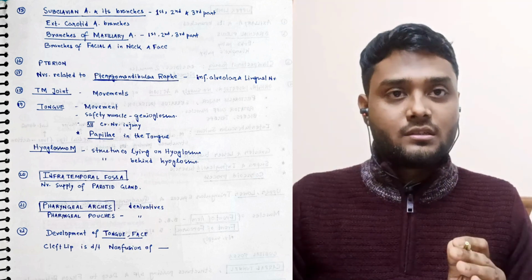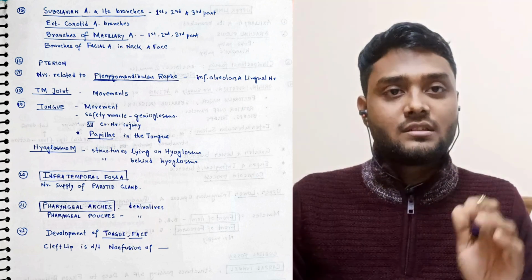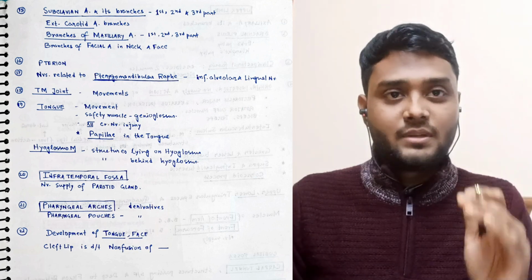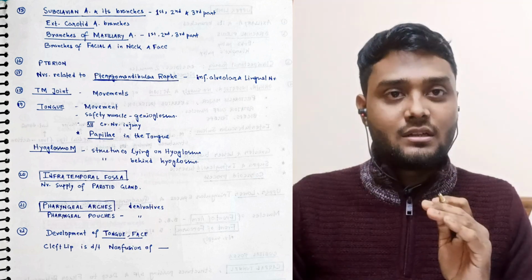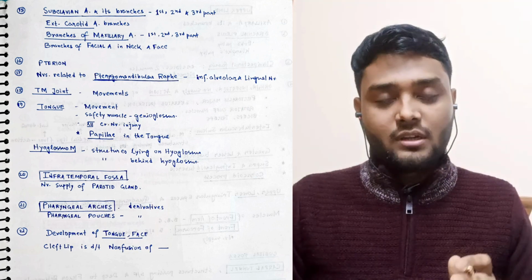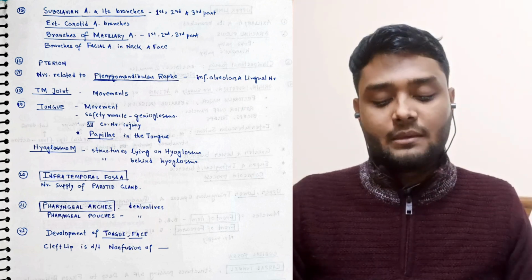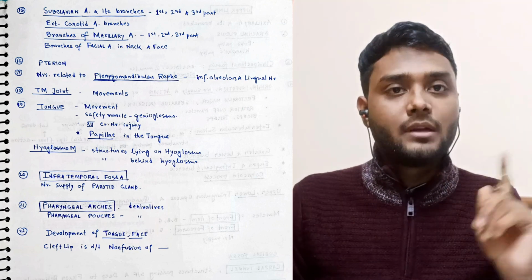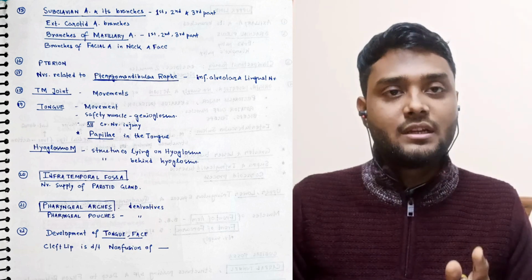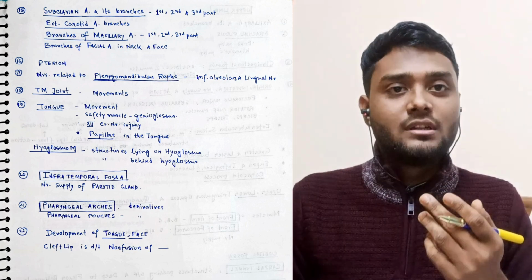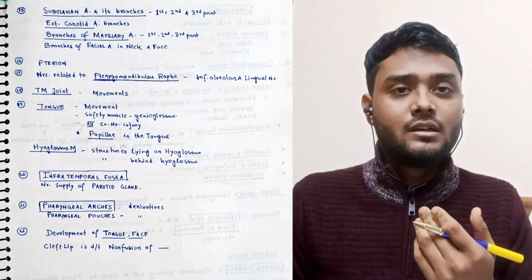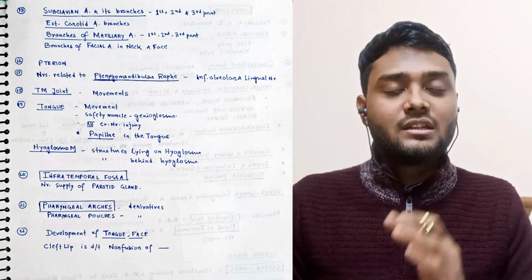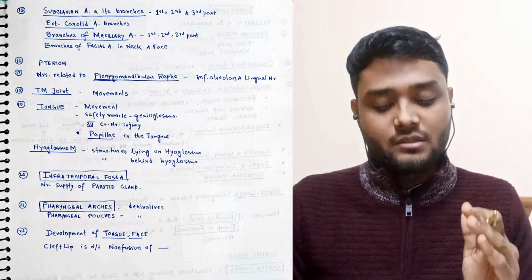Then comes the pterion. What are the structures situated behind the pterion? What is the artery? It is important for INICET. It is asked multiple times. The nerves related to the pterygomandibular raphe, inferior alveolar nerve and lingual nerve. Then temporomandibular joint and its movements: protrusion, retrusion, side to side movements, and what are the muscles responsible for these movements also. You have to read it carefully.